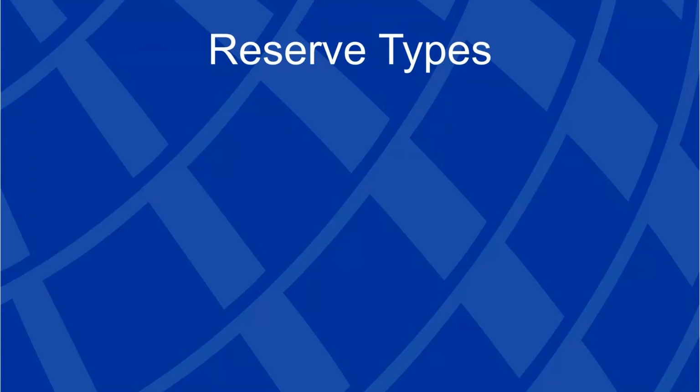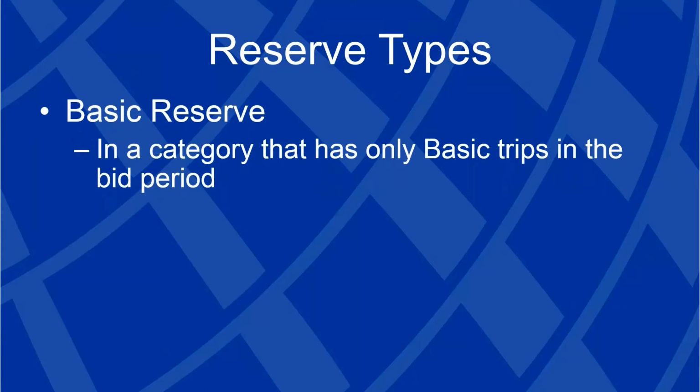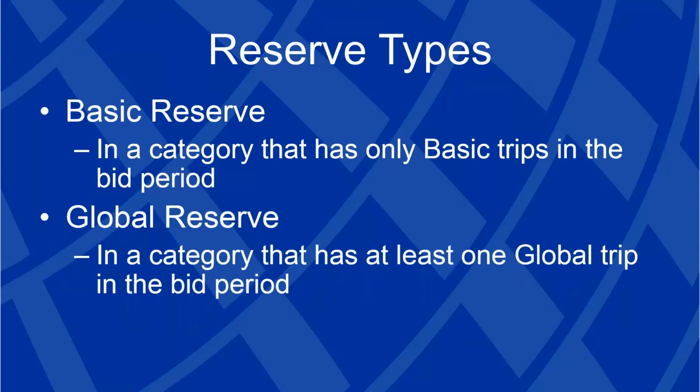The UPA defines two types of reserve bidders. Basic reserve means a reserve in a category that only has basic trips included in monthly schedule preferencing for a bid period. Global reserve means a reserve in a category that has one or more global trips included in monthly schedule preferencing for a bid period. The reserve construction rules for each type of bidder are very different, and we'll cover each type separately.